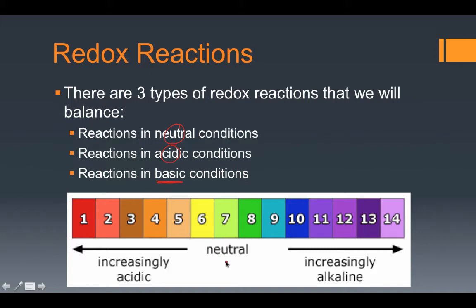Down below again we have our pH scale. Neutral means we have a pH of around 7. Below 7 we're dealing with acidic substances. This means we have excess H+ available to us. Alkaline or basic means we have excess OH-.